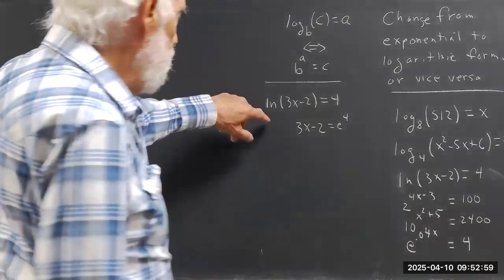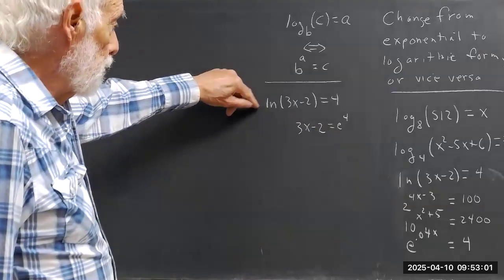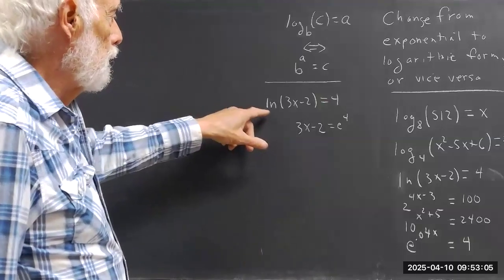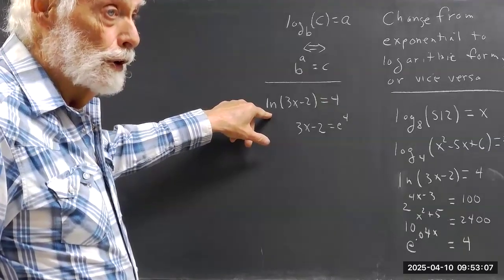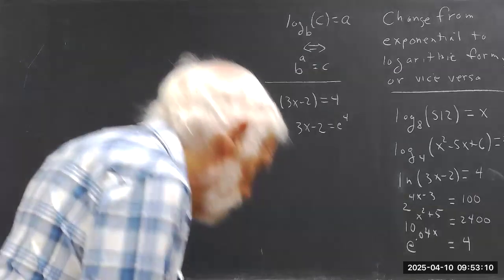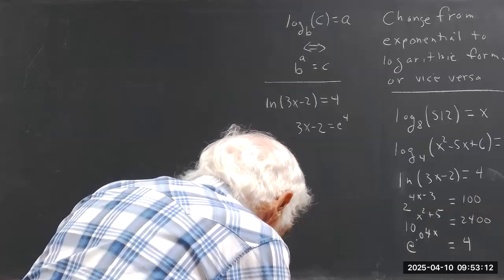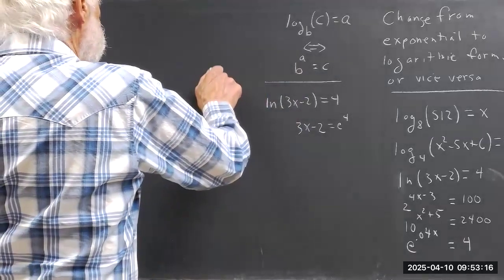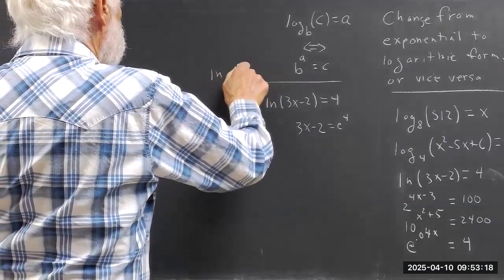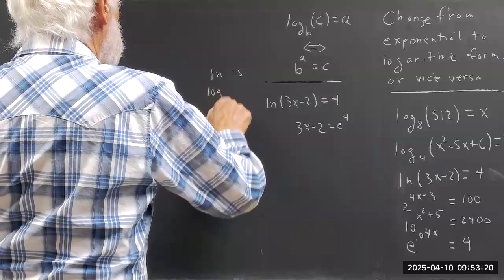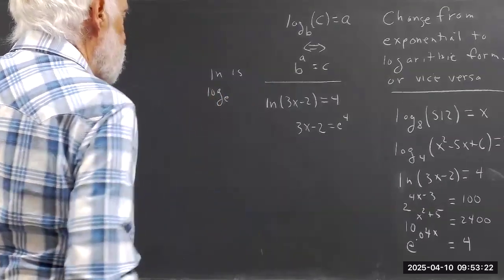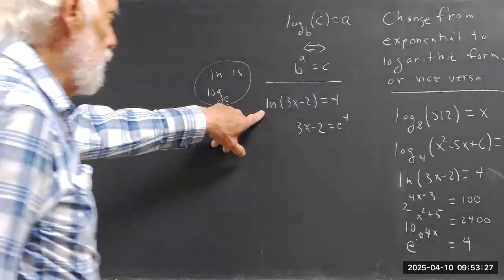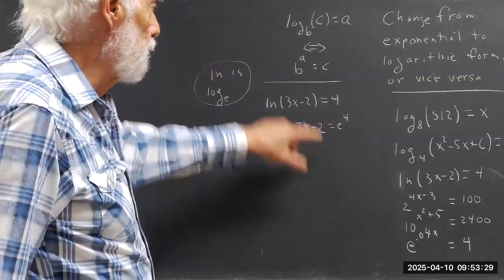Okay, so we have over here, among others, the equation ln(3x - 2) = 4. Ln stands for natural log. That's log to the base e. So, make a little note. The natural log of 3x - 2 equals 4.